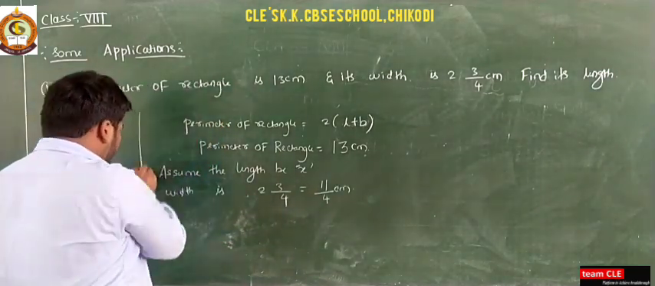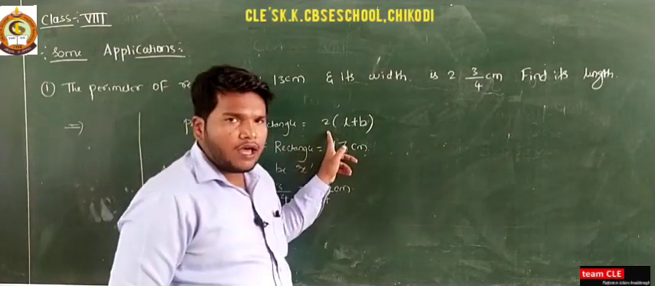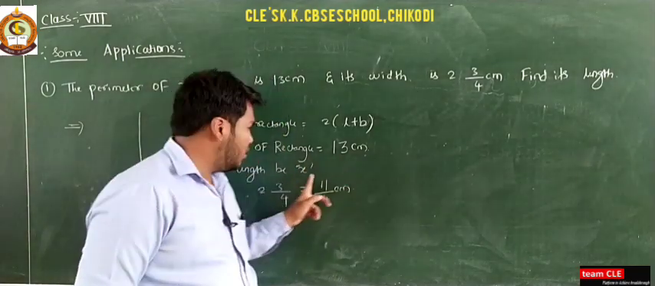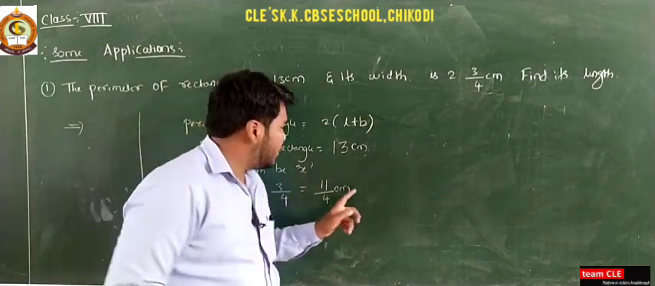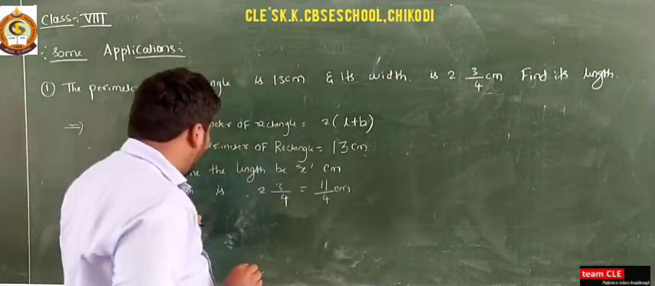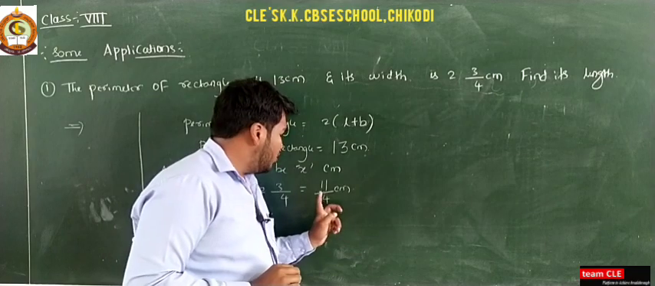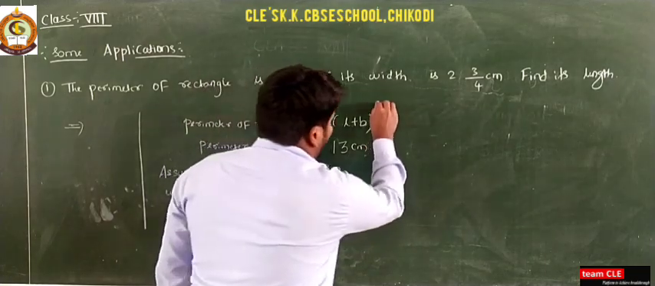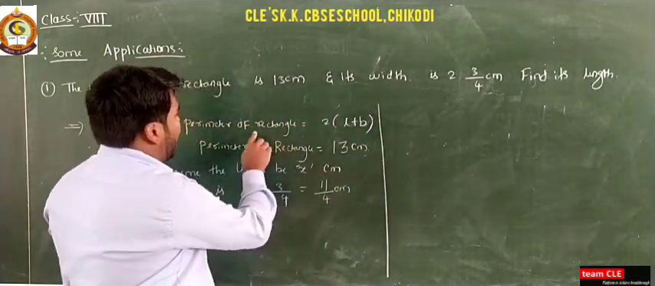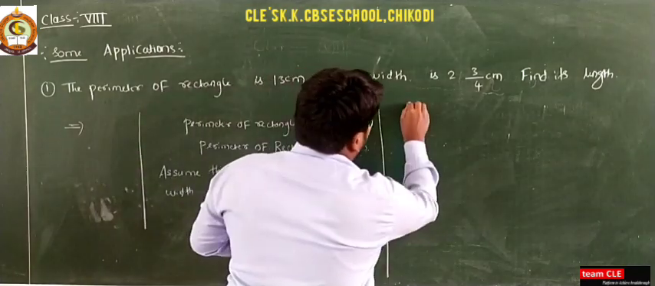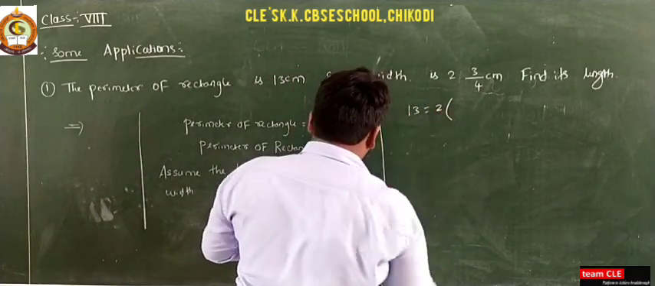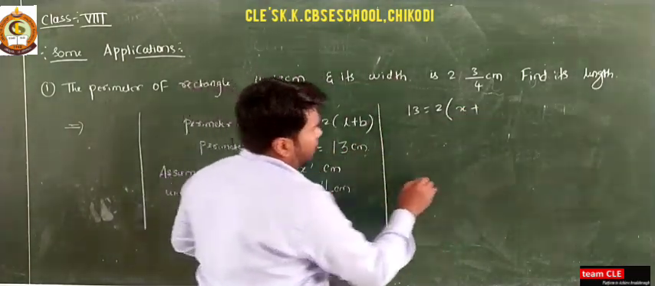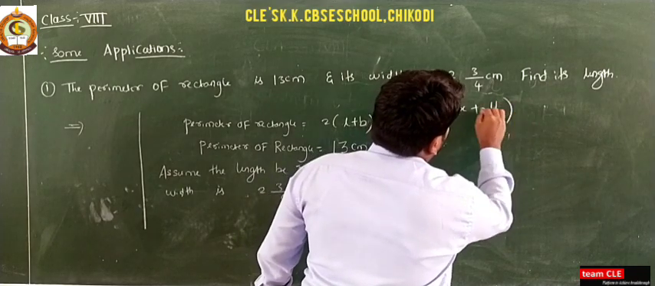So this is the given information: the perimeter of a rectangle is 2 into (L plus B), which is equal to 13 centimeter, and I assume the length to be x centimeter and the width is 2 integer 3 by 4, which is 11 by 4 centimeter. Now substitute in this formula: perimeter 13 centimeter equals 2 into (x plus 11 by 4).